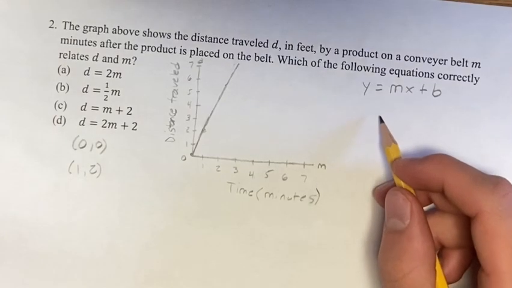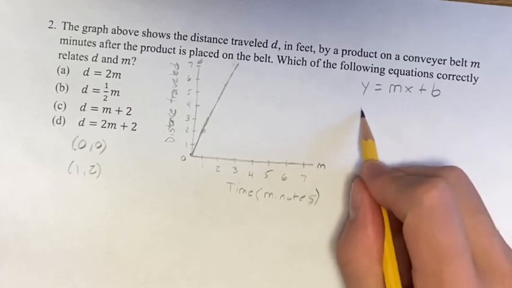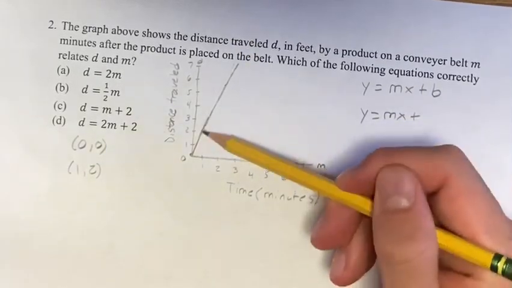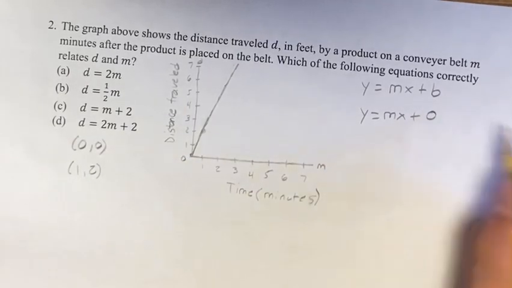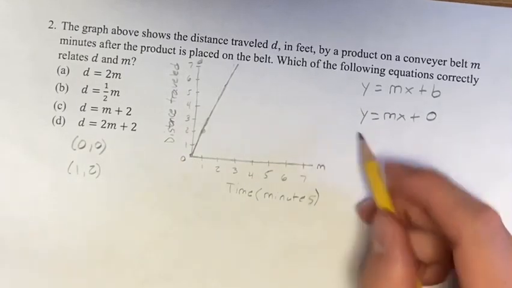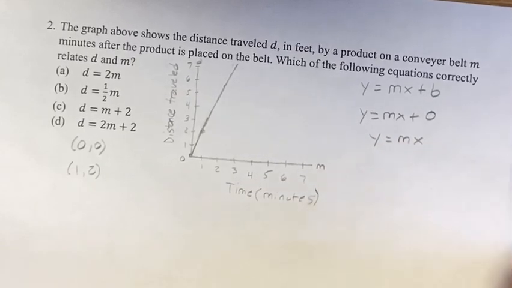And first of all, we know the y-intercept. So we have y is equal to mx plus b, where b, the y-intercept, is where the line intersects the y-axis, which is here at the origin. So b is 0, right? The value of y when x is equal to 0 is 0. So y is equal to mx plus 0, so y is just equal to mx.